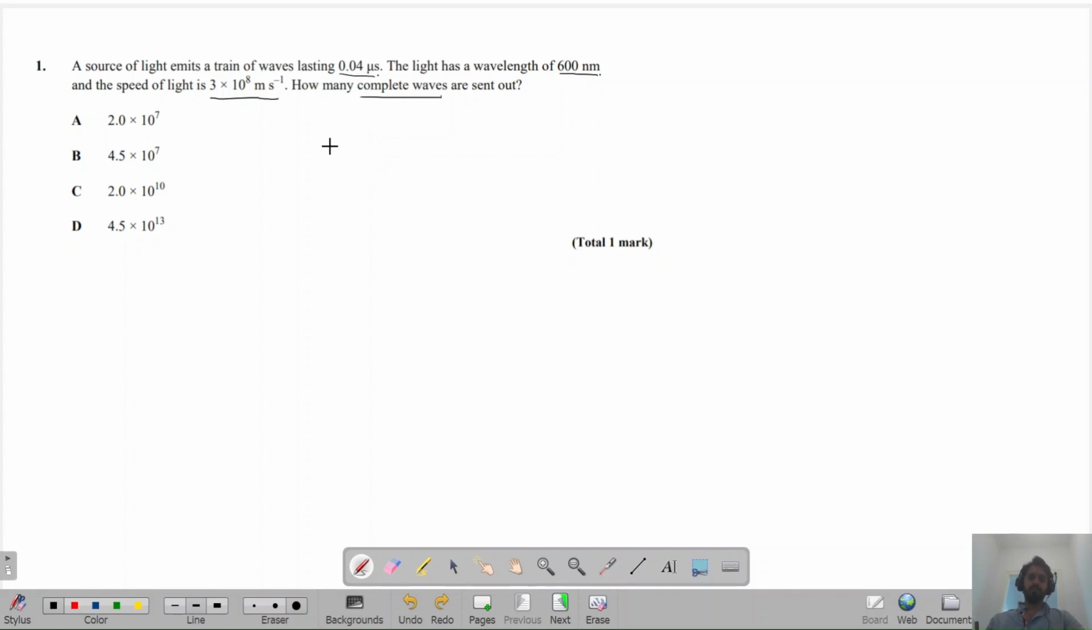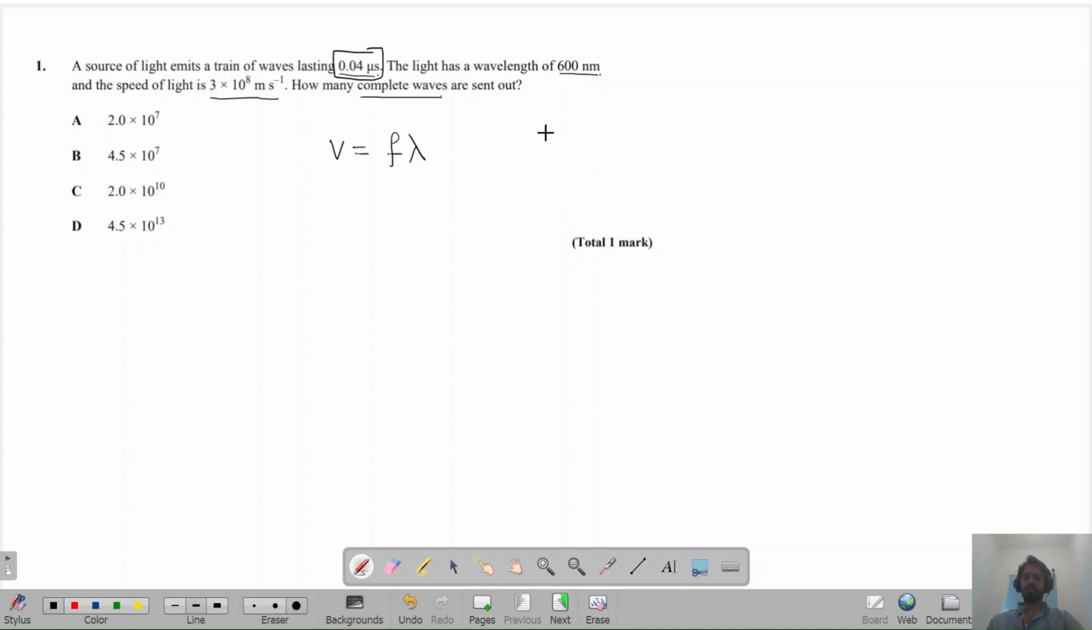Now, if you're already familiar with this equation, v equals f lambda, you should understand that this question is not simply asking us to calculate frequency, right? Frequency is defined as the number of waves in 1 second. On the other hand, in this question, we have to find the number of waves that are sent out in this time, not in 1 second. So this is not simply finding the frequency, okay? So if you understand this equation, you can skip the video and wait for the more advanced questions.